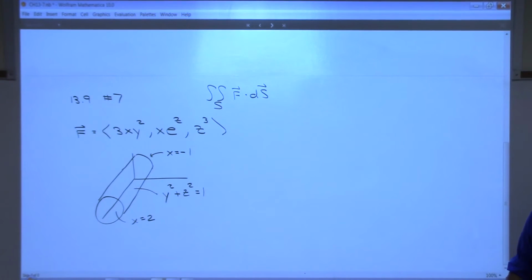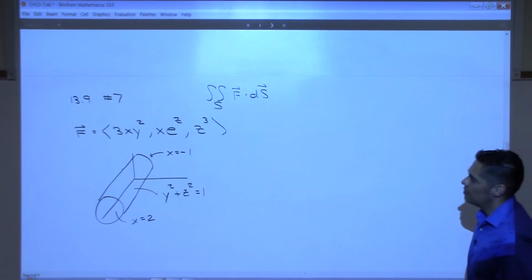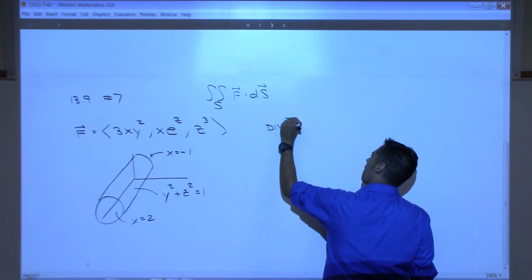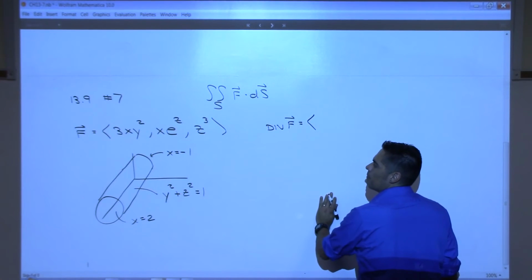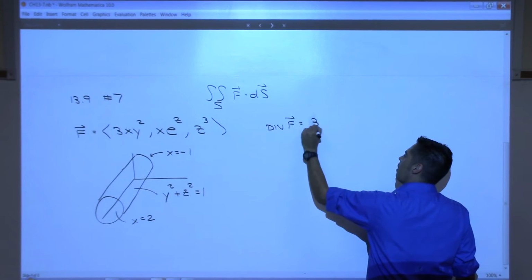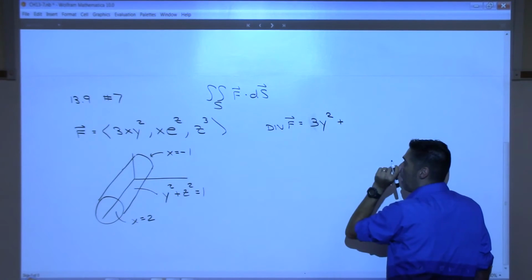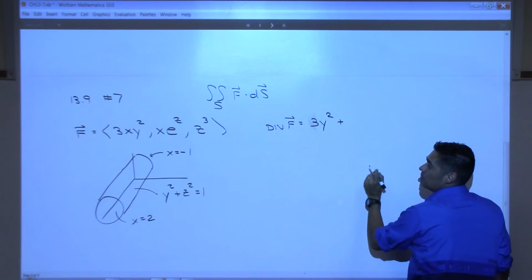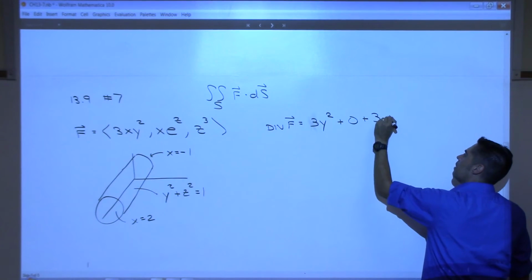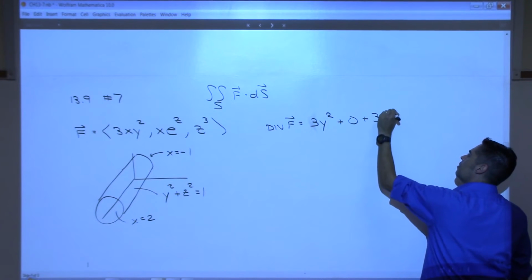Divergence theorem? Yeah, of course. So let's look at the div first. What's div f? 3y squared plus 0 plus 3z squared, right?